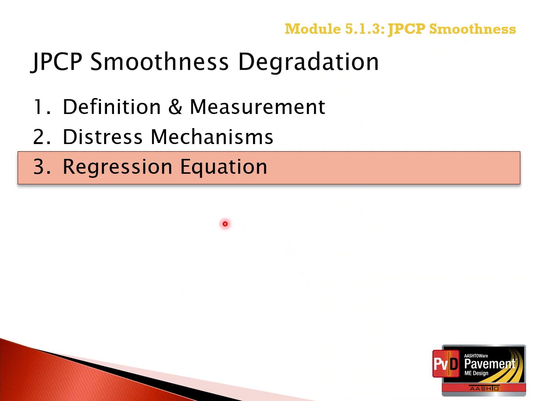The next portion of this submodule is to present and discuss the regression equation for calculating IRI throughout the design period based on the design premise for a jointed plain concrete pavement design strategy.